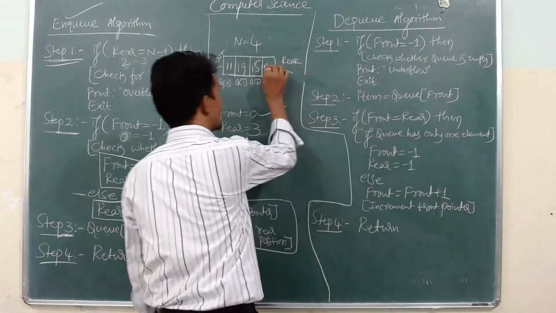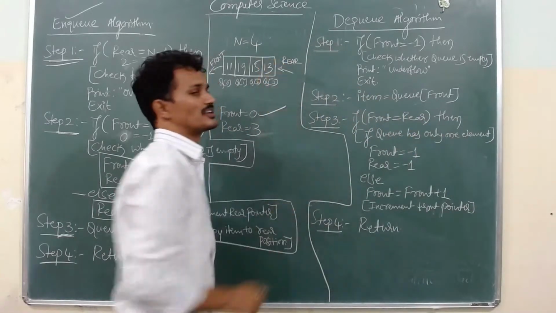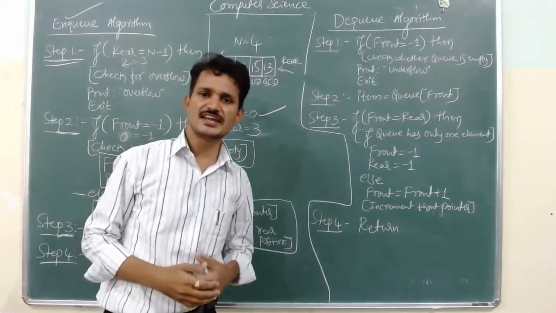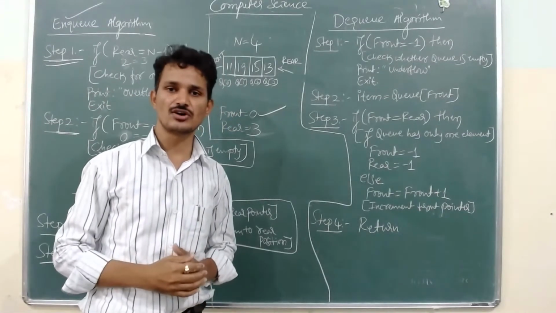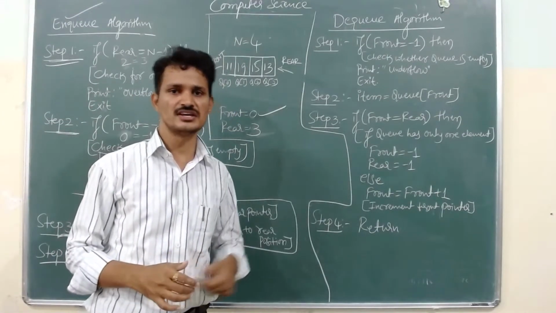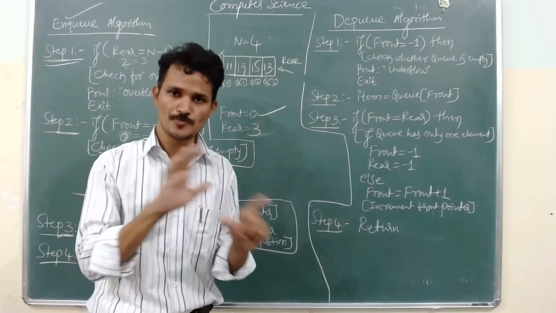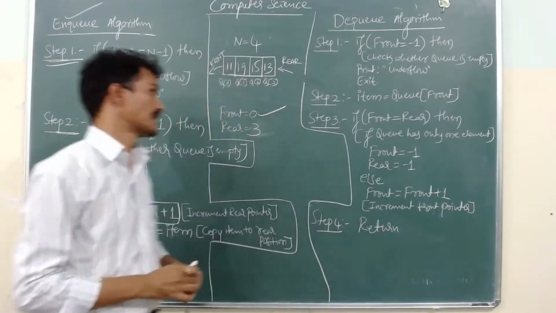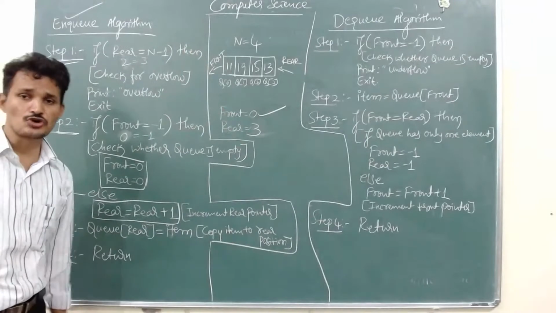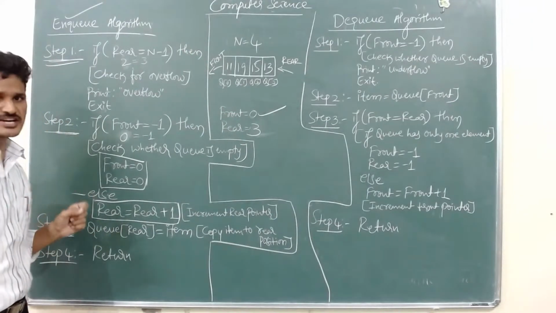Say for example, I am giving the element as 13. The elements may be in any order, which may be an increasing order, decreasing order, or random order. Here I have given the random order. No problem with elements. 13 is stored in the Q of third location.